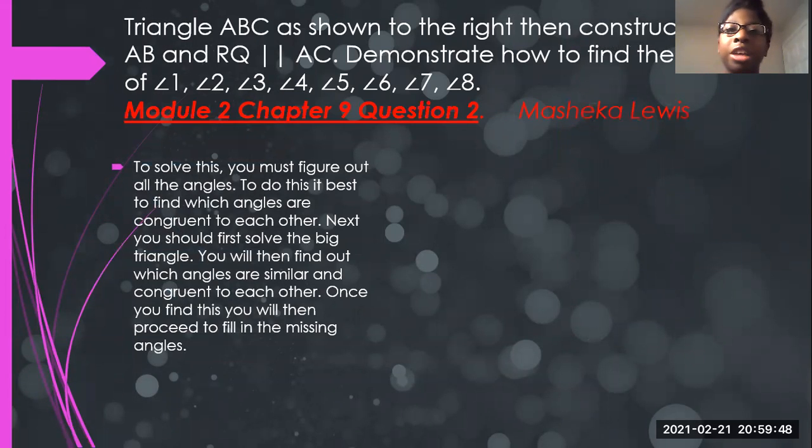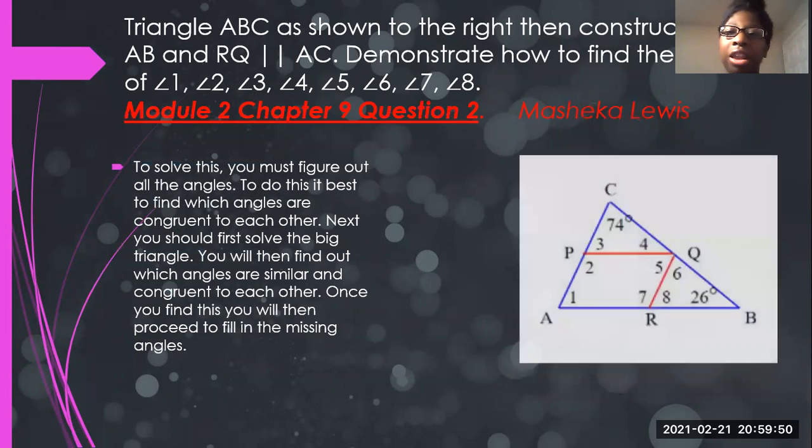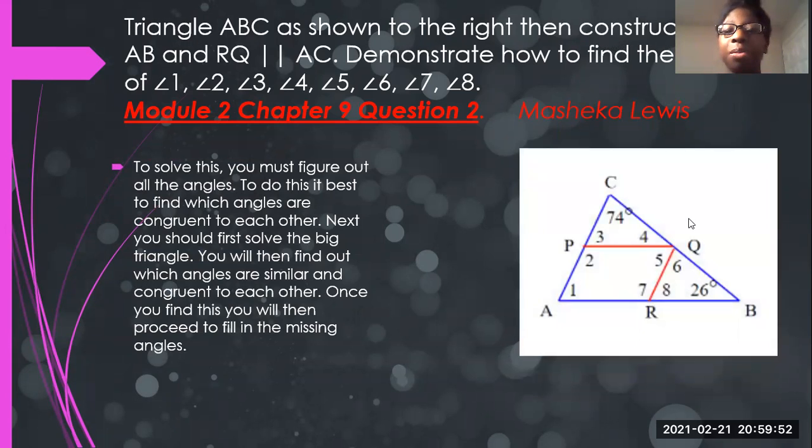Okay, our next question is they want us to find our missing angles again. This time, we have a triangle. For this, we need to know that a triangle's angles add up to 180. All degrees equal 180. So to do this, we need to know that the big triangle equals 180, and this is the easiest way to find our angles.